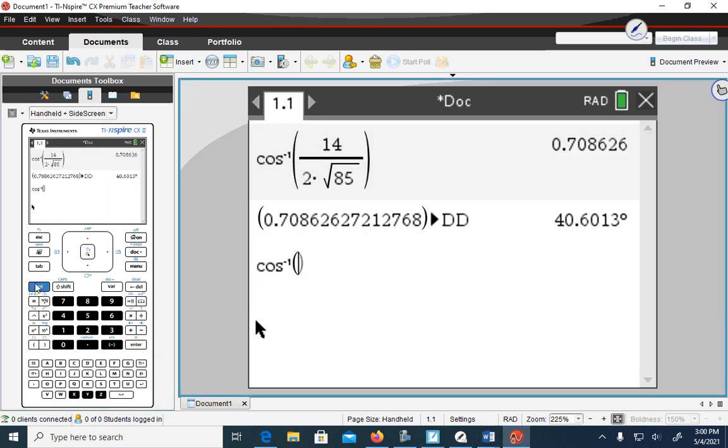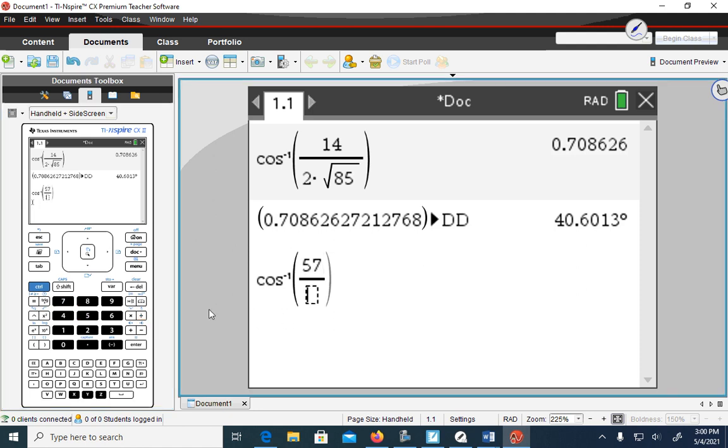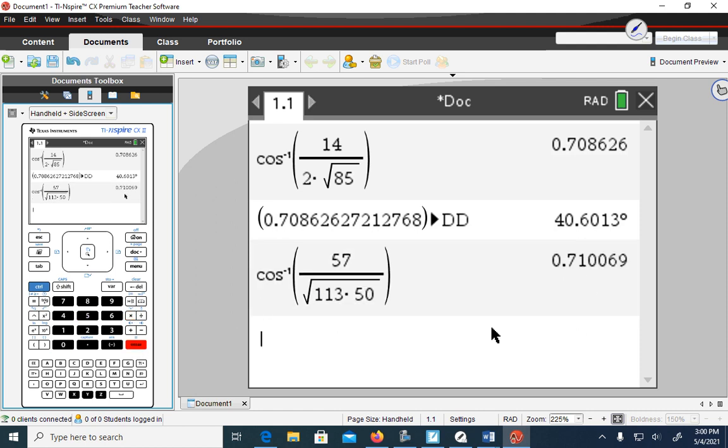So I'm going to do my fraction key. And then we said the dot product was 57. And then down here, I'm going to do the square root. And then it was 113. And since they're both under a radical sign, I can just do 113 times 50. I don't even have to write two different radical signs. I get this 0.711. I hit the catalog.